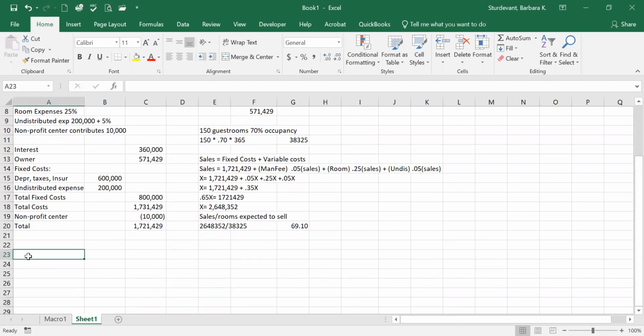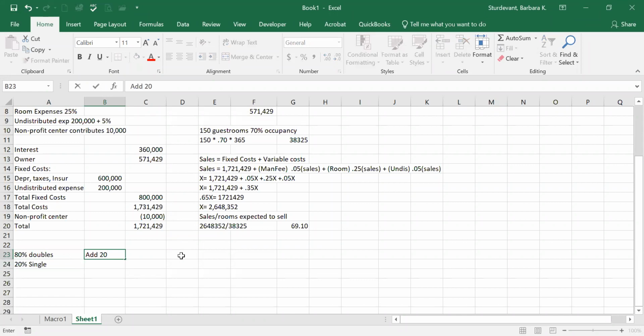So with this one, they say that 80% are going to be doubles. So that means that 20% will be single. And they tell you that the double rooms are $20 more. And so again, it becomes an algebra problem.